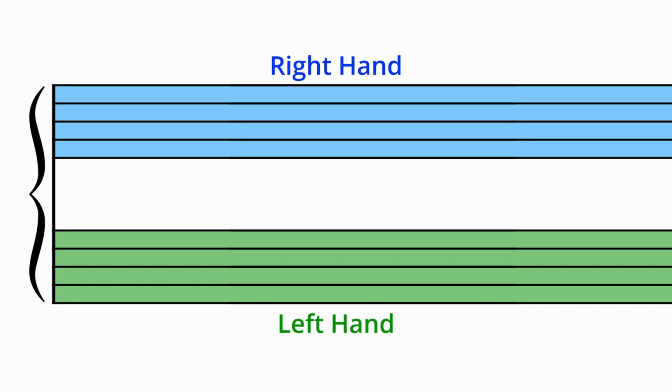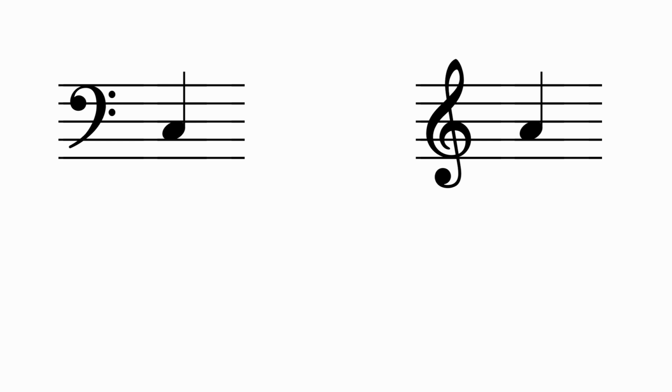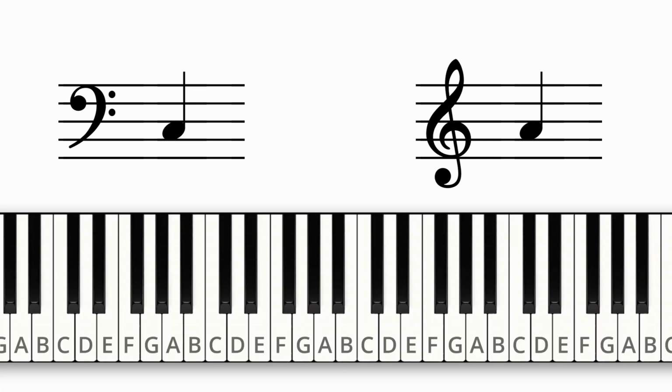To indicate that they represent different regions of the keyboard, we use musical clefs, the treble clef and the bass clef. These symbols tell us how to interpret the note positions in each staff. This means that even though 2 notes might look the same, they represent different notes on the keyboard, depending on the clef. This might be a little confusing at first, but there's a simple way to connect the 2 clefs.